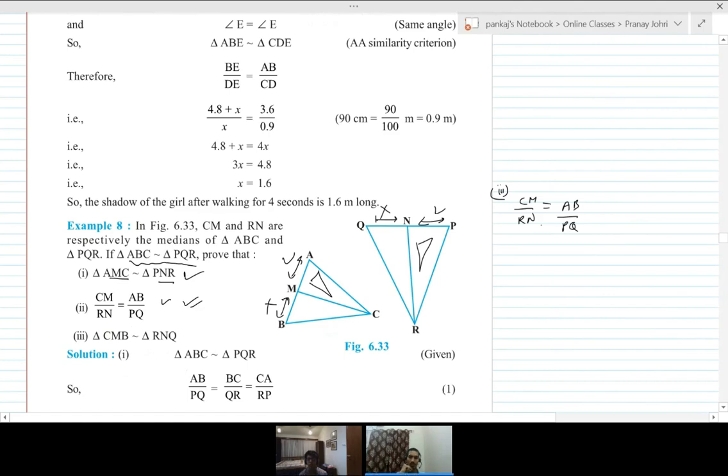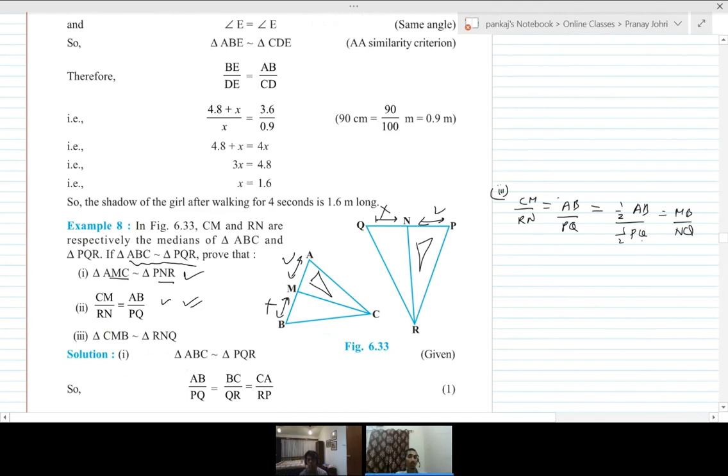Just repeat what you're trying to do. So I'm trying to prove that CMB and RNQ are similar. So CM by RN is equal to AB by PQ, which is equal to half AB by half PQ, and that is equal to MB by QN.